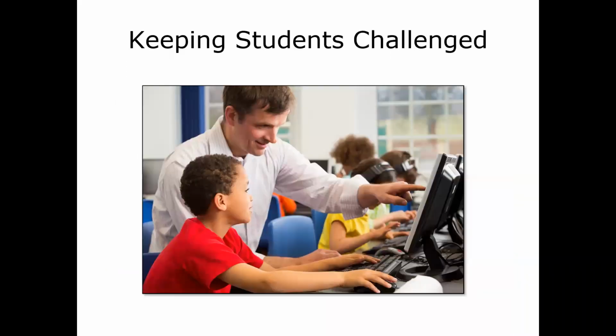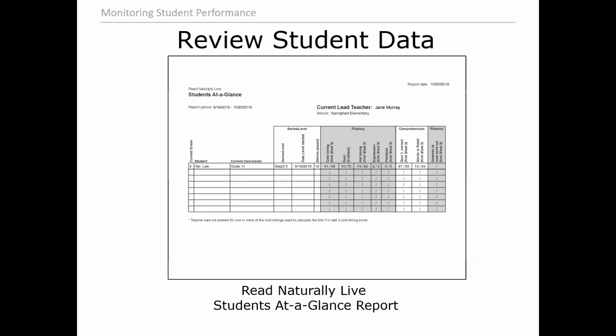And so today when we're talking about keeping students challenged, that second phase of monitoring student performance, we want to keep that in mind, that we want our students challenged, but able to reach their goals. We want them to have to work hard, but to not get frustrated. So in order for us to get the information that we need in order to make good decisions about our students' levels and goals, we need to run what we call the Students at a Glance report.